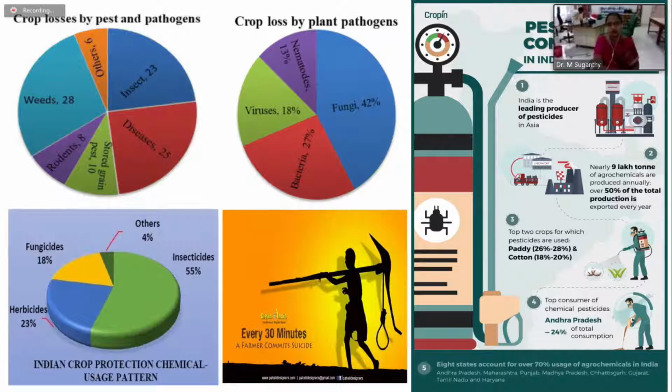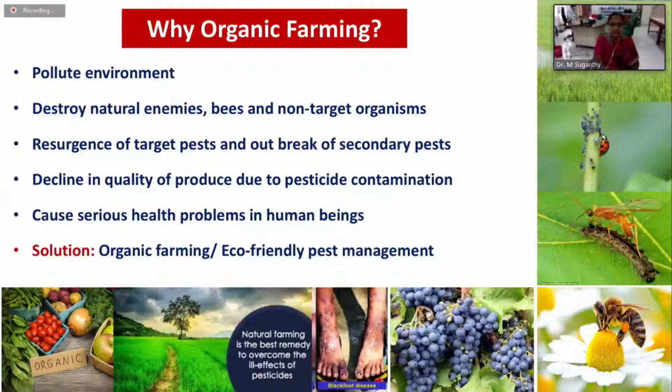So why do we plan for shifting to organic farming? Because inorganic pesticides pollute the environment, and destroy natural enemies, honeybees and other non-target organisms. They cause resurgence of target pests and outbreak of secondary pests. Because of pesticide residues, the quality of produce declines.